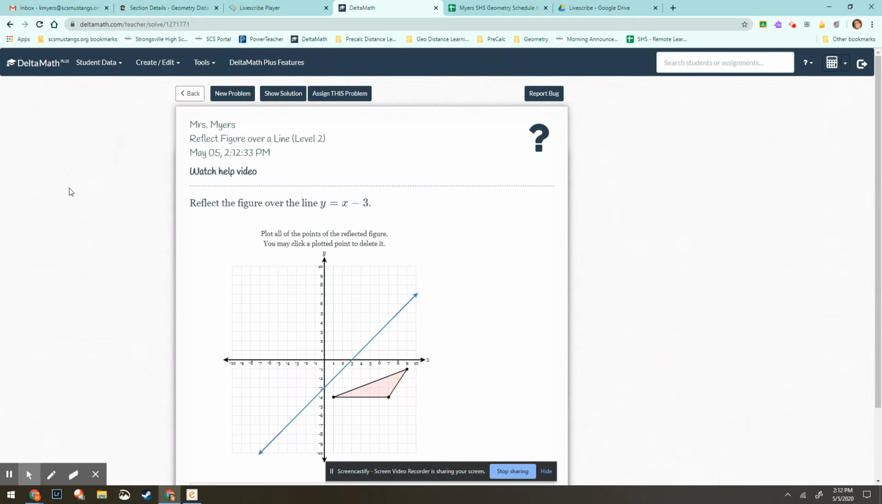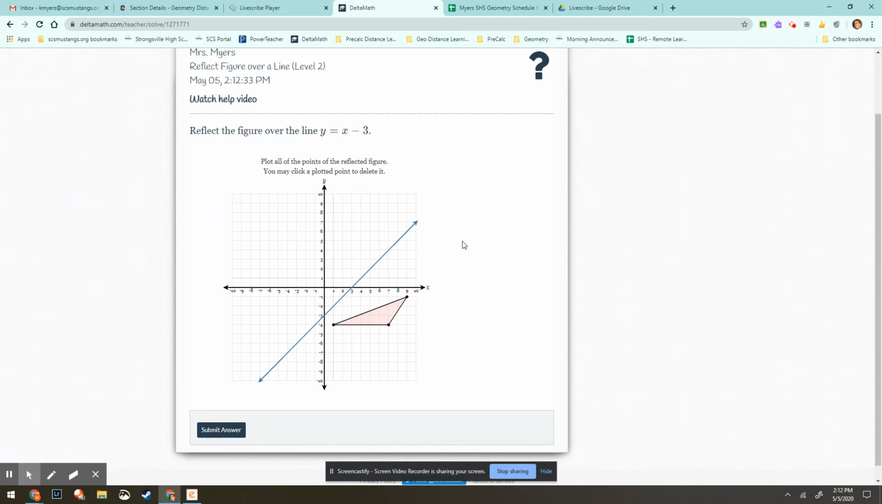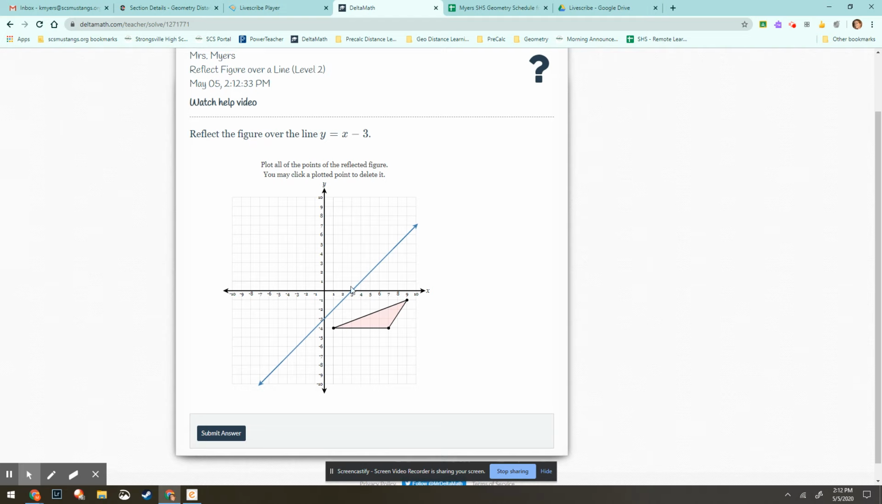It gets a little more difficult when you have to reflect something over a diagonal line. And so if you look here, we're reflecting it over the line y equals x minus 3. And there's two ways that you could look at this. One way is to look at the slope of this, which if we count our rise over run, you can see that it's up 1, right 1. Or you can look at our y equals mx plus b form and see that the slope is 1.